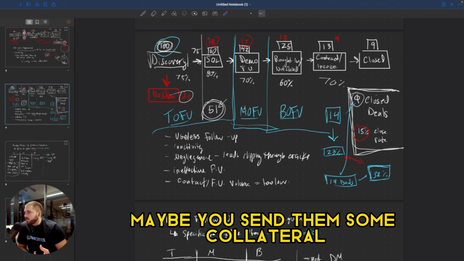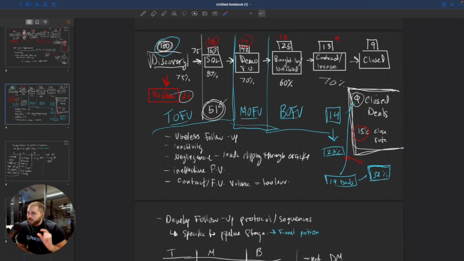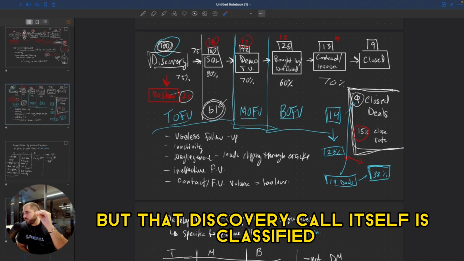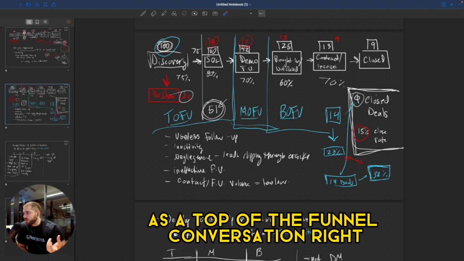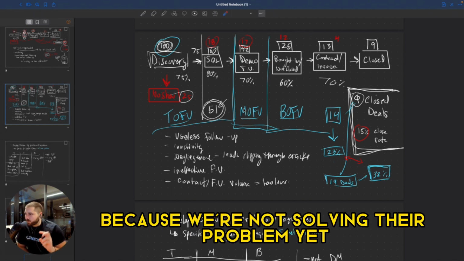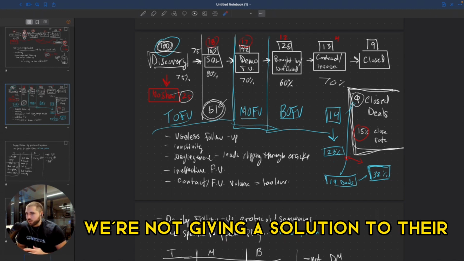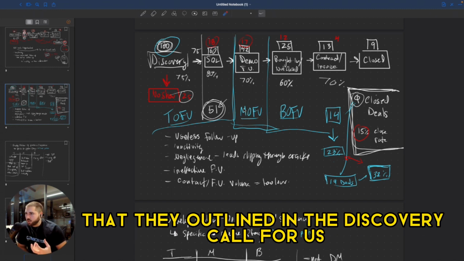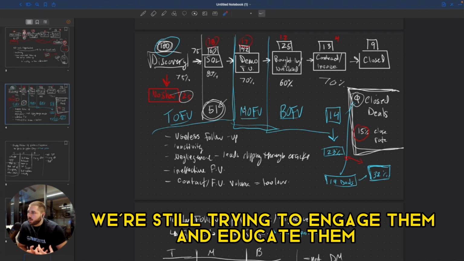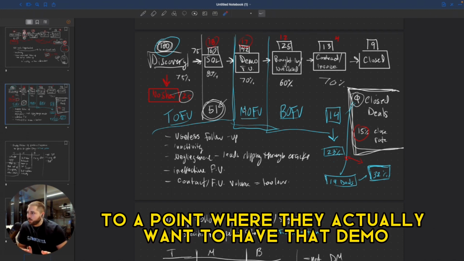Then the next step, maybe you send them some collateral before the call, but that discovery call itself is classified, at least I classify it, as a top of the funnel conversation. It's not middle of the funnel because we're not solving their problem yet. We're not giving a solution to the pain they outlined in the discovery call. We're still trying to engage them and educate them to a point where they actually want to have that demo.